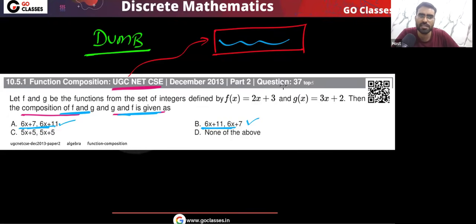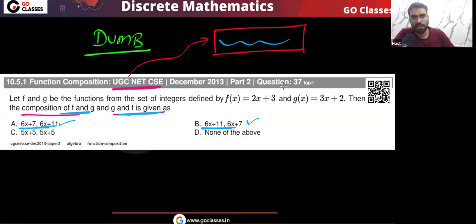That is the reason in GO Classes, whatever we teach you is from several resources. We follow many different resources. That is the reason we can tell you all these things. Is this clear? So remember, this type of question will not come in the GATE exam.